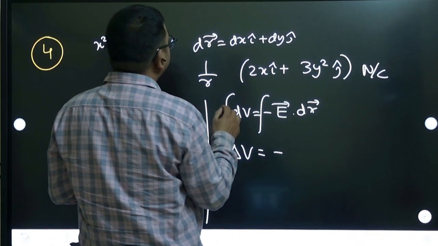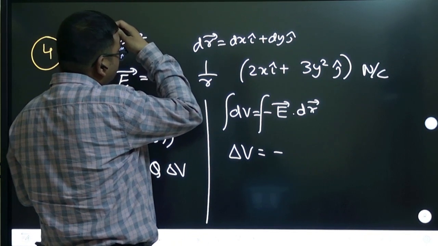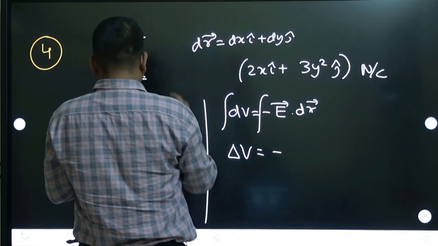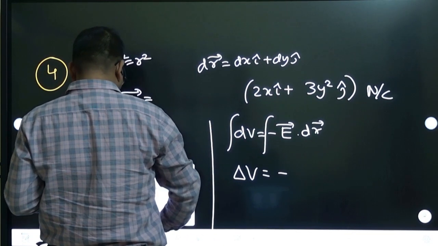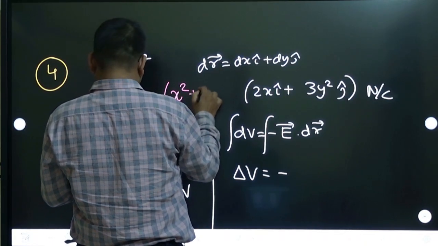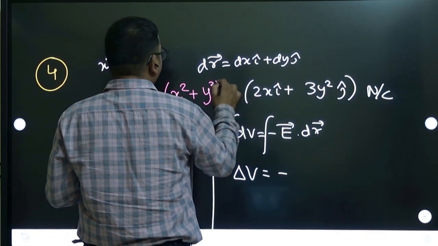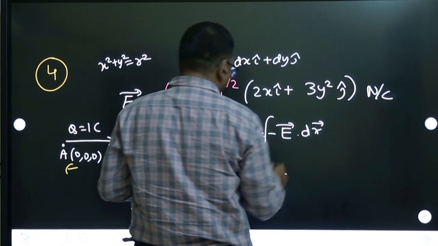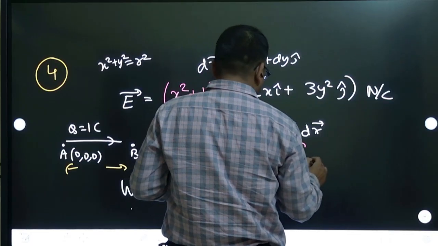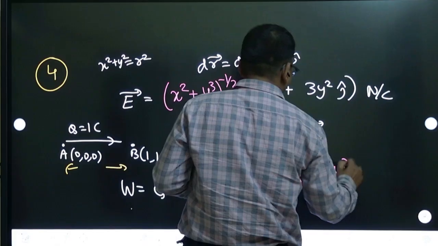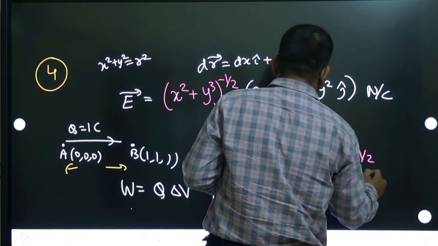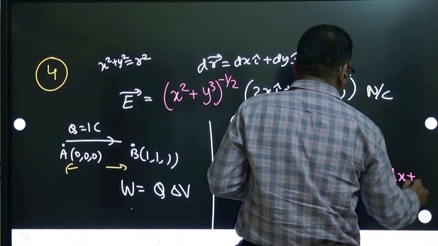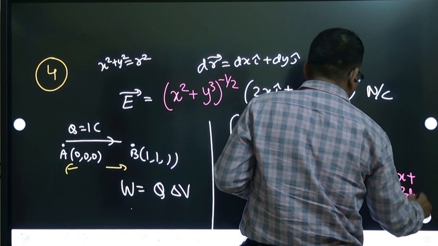When you are doing this, x square, the electric field which they have given, what is the electric field? Electric field is not this, r will not be there. Electric field is x square plus y cube to the power minus half, right? Y cube is there. So minus x square plus y cube to the power minus half, and this is 2x dx plus 3y square dy. Correct?